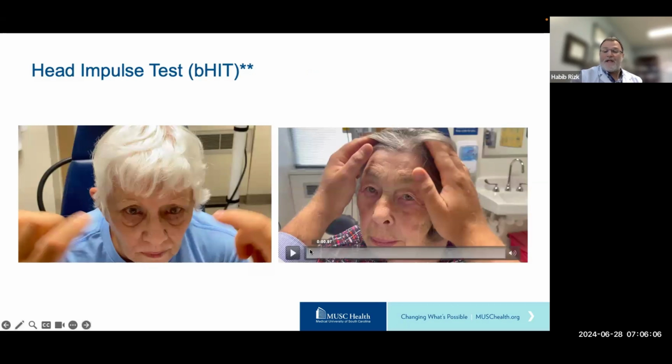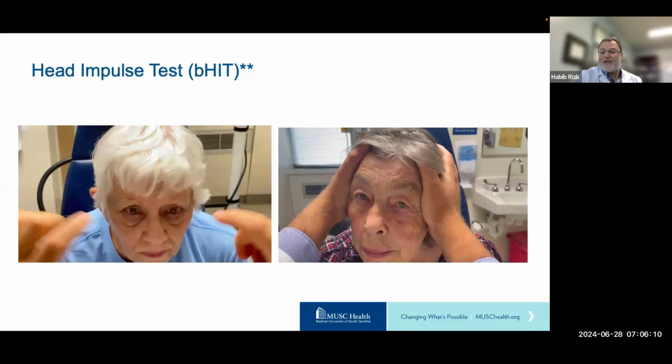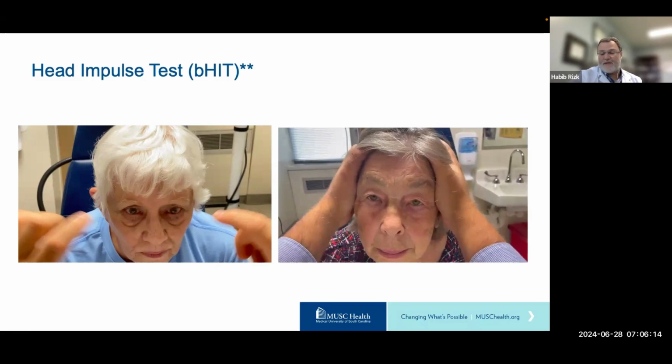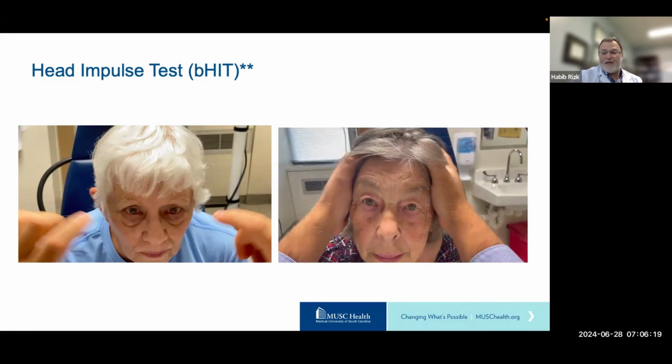On this right-hand slide, this is a lady who has a left vestibular schwannoma that was treated with radiation. And you can clearly see when there's a head thrust to the left, there's a complete displacement of the eyes and then recovery with a saccade, whereas the right side is fairly normal.